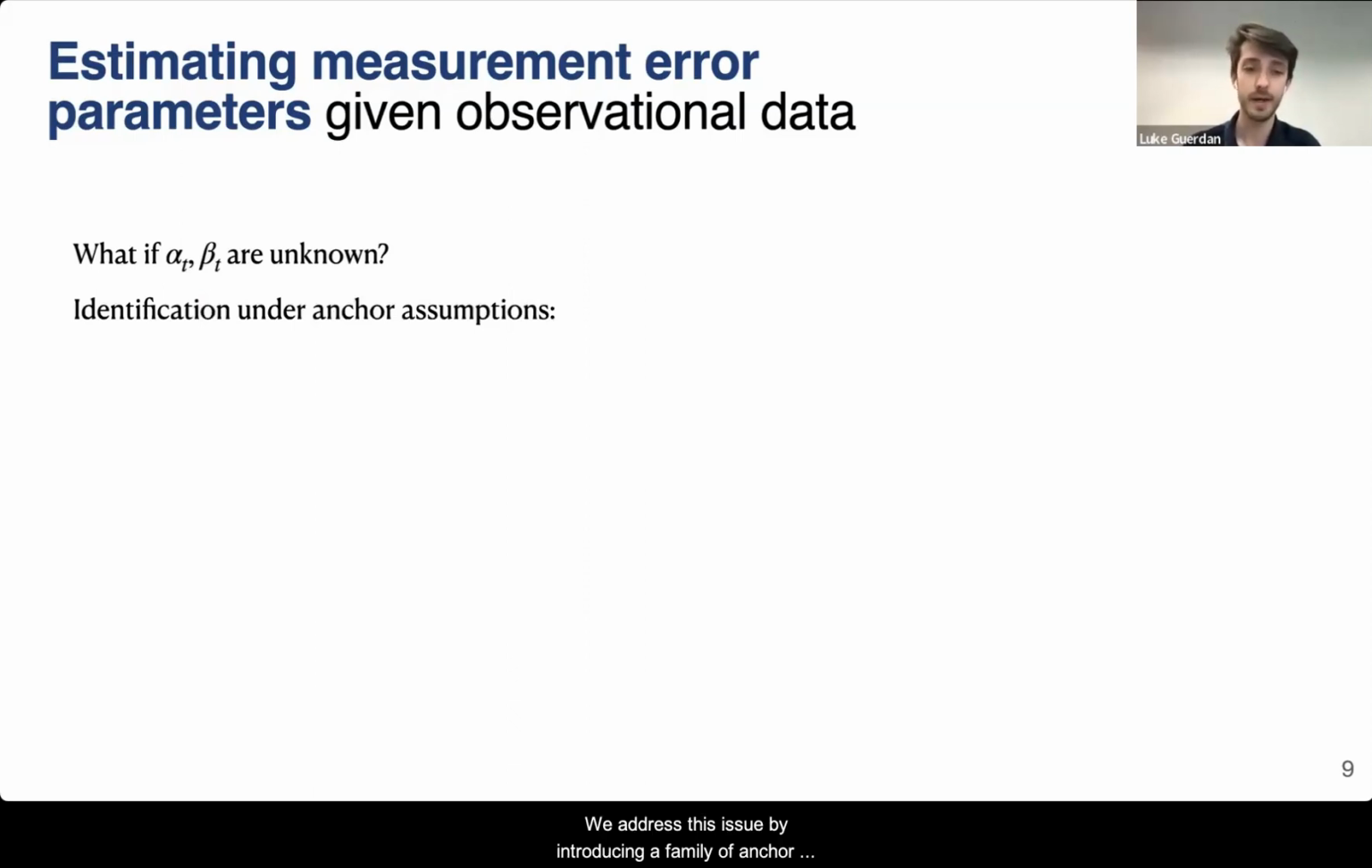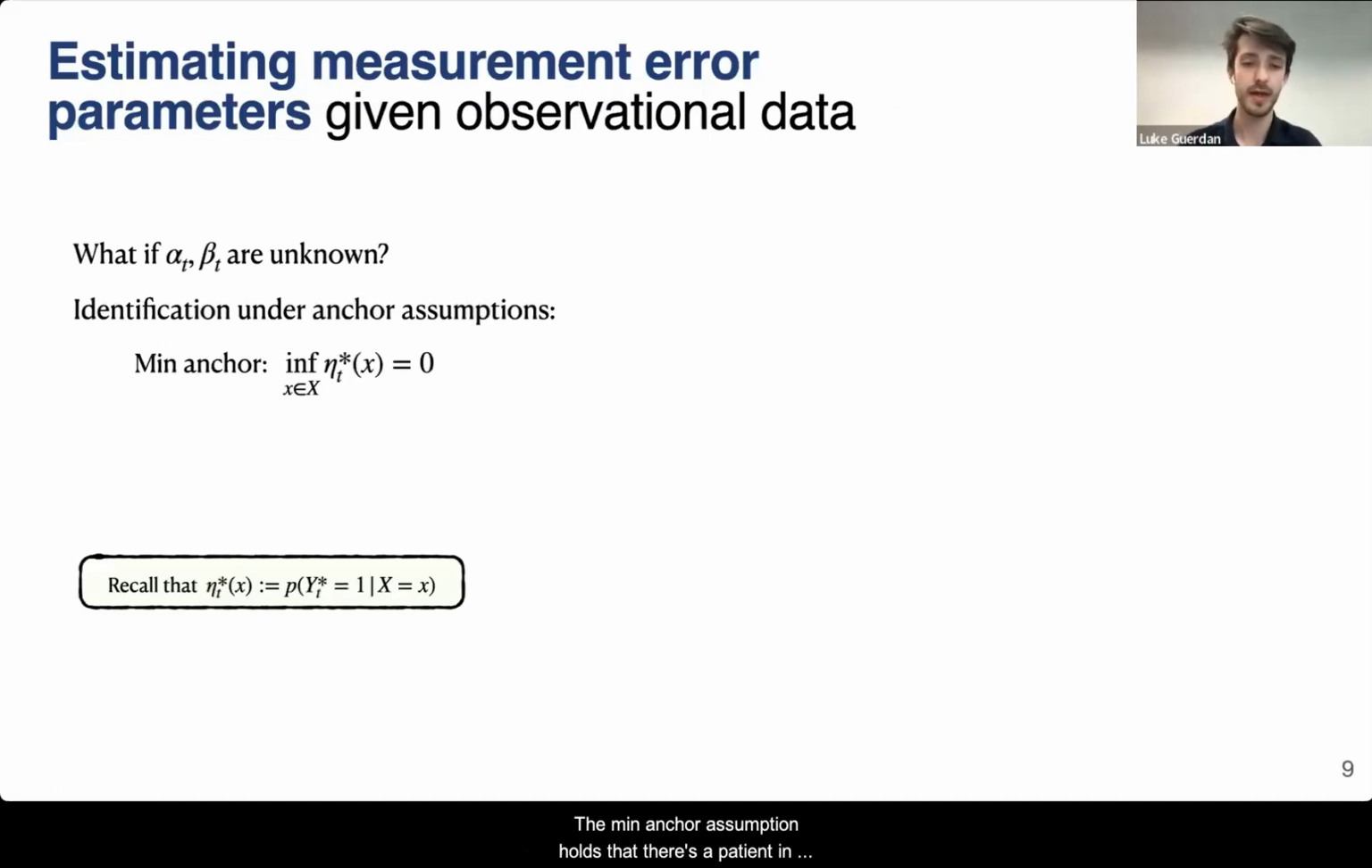We address this issue by introducing a family of anchor assumptions, which can be flexibly combined depending on the problem setting. In introducing these assumptions, suppose that our target outcome is a biological occurrence of some disease of interest. The min-anchor assumption holds that there's a patient in the population that's at zero risk of this disease. And this assumption might be reasonable if we can rule out a given disease given detailed knowledge of patient physiology.